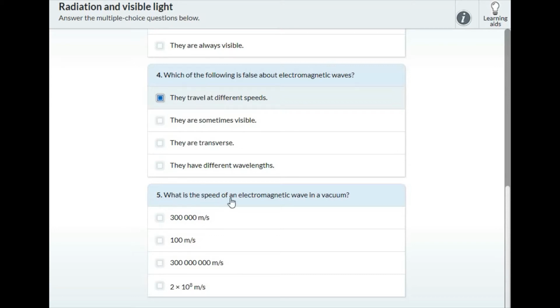What is the speed of an electromagnetic wave in a vacuum? Okay, so the speed of light in a vacuum, this is the maximum speed light can travel at, is 300 million meters per second.